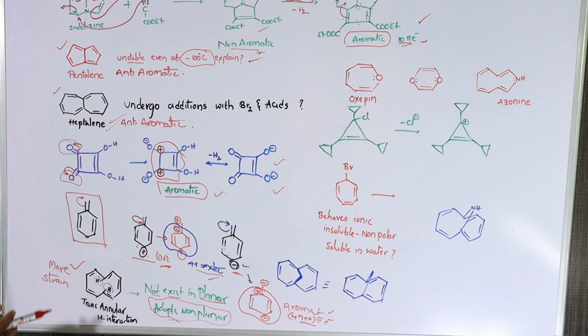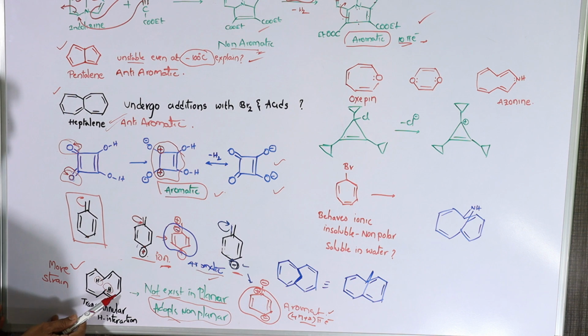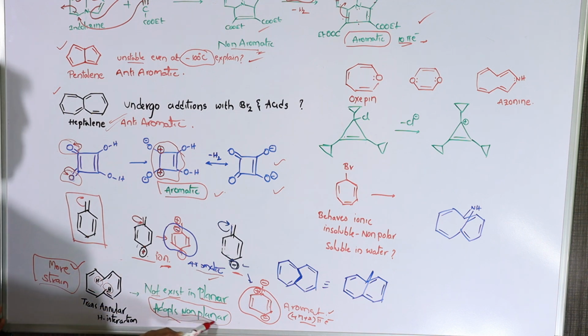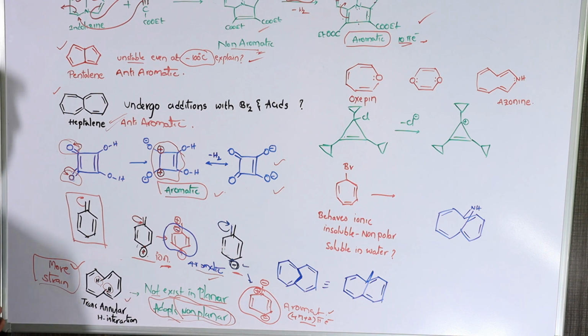So even though there are conjugated pi electrons, this compound does not show aromatic property at all due to the strain, angular strain or transannular interactions between these hydrogens. This compound is adopting a non-planar structure. So it is a non-aromatic compound.